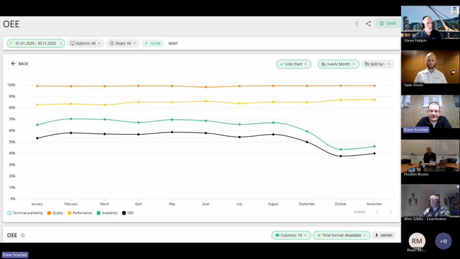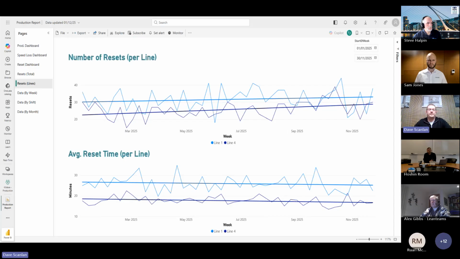So what does that figure tell us? So what I did is I took these figures out into Power BI, and I decided that our availability is our biggest problem. So why is that happening? So I went to look at how many resets per line. So we have 2 lines measured here. The top blue line is line 1, and the lower dark blue line is line 4.